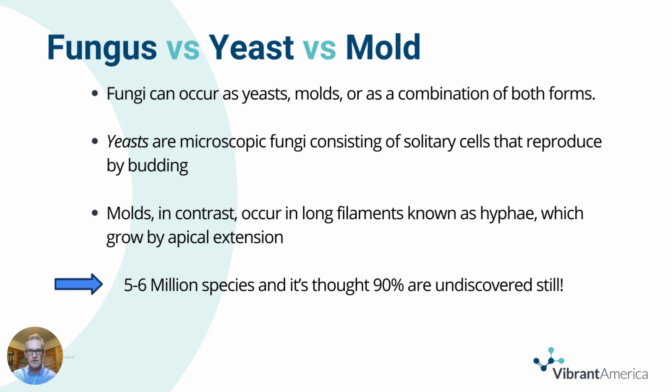Fungi can occur as yeast or molds, or a combination of both. So yeast are microscopic fungi consisting of primarily solitary cells that reproduce by budding. So that's one of the things you'll see on that potassium hydroxide slide, the little tiny buds from the yeast reproducing. And then molds, in contrast, grow in long filaments known as hyphae, which grow by apical extension, which just means they get longer and longer, and then they branch off, kind of like a tree in some senses.